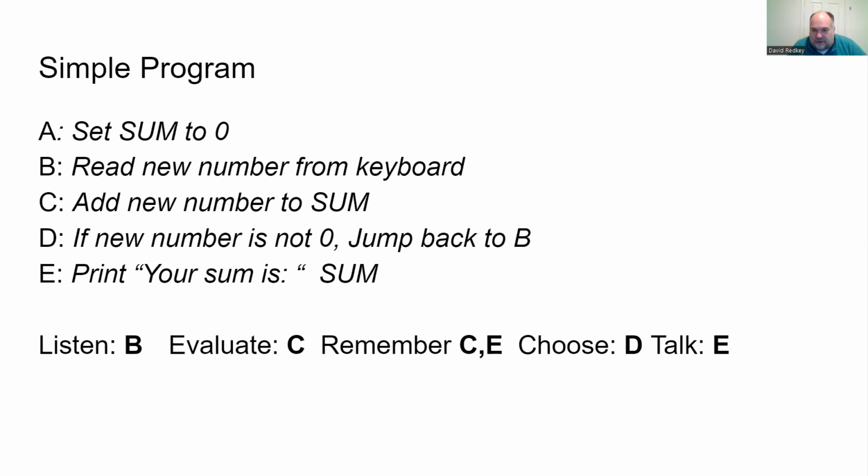Okay, where do we choose? This is kind of one of the more interesting ones. The answer to that is on line D, because the key to look out for is that if, right, if the new number is not 0, then we jump back to B and start the loop again, right? But if the number is 0, then we don't jump back. We go on ahead to line E and print out the final answer. So that's where we choose, okay?